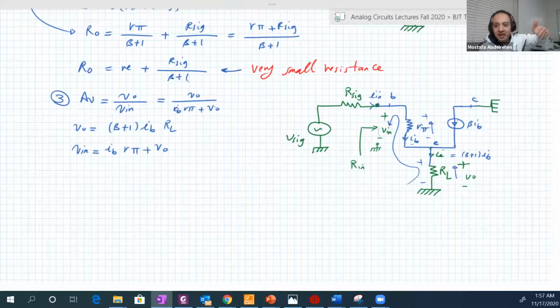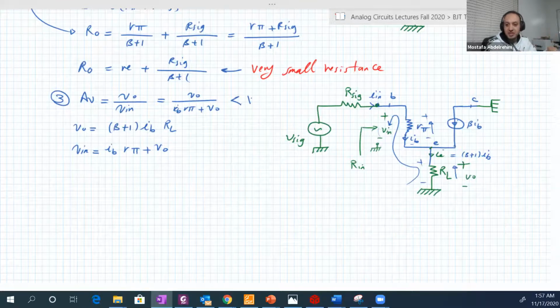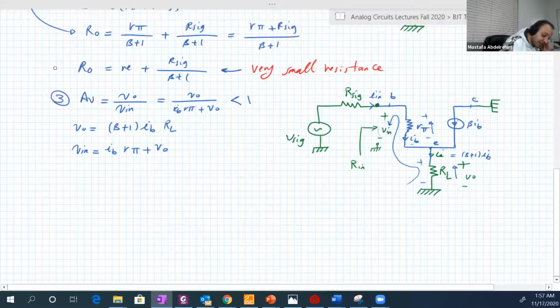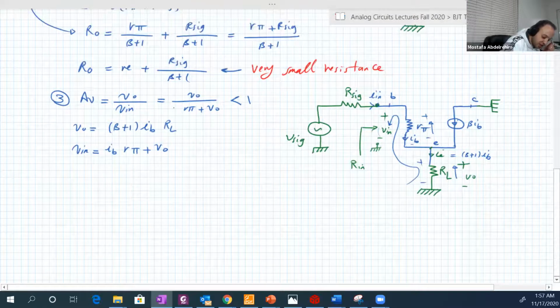So we got enhancement in our input because our input resistance increased. We got enhancement in RO because RO decreased. But till this moment, AV attenuated or reduced. It's less than 1. It's not amplification. This is less than 1 because, of course, when you divide something by the same stuff plus another thing, which is positive, then you'll get something less than 1. Okay? So let's continue and see how far we reduced the voltage gain.